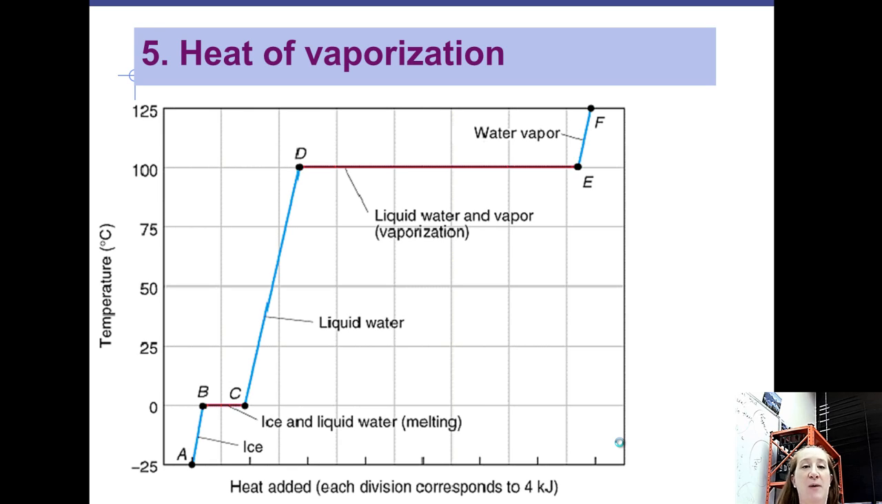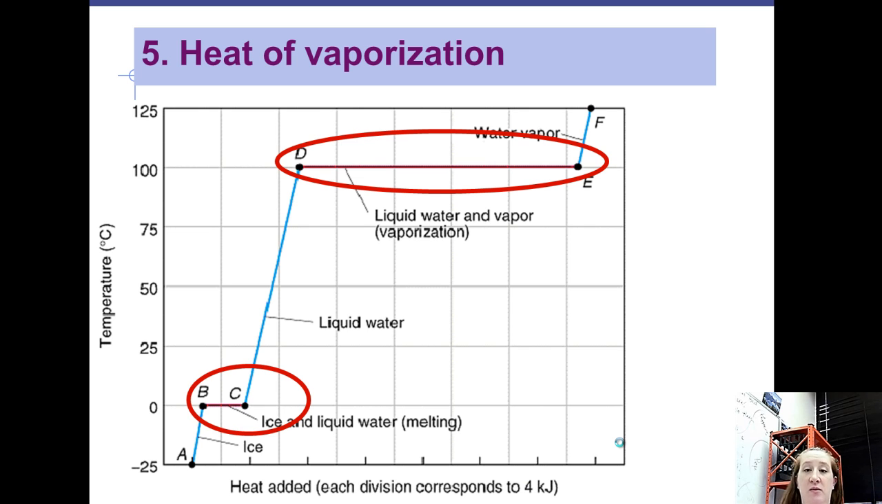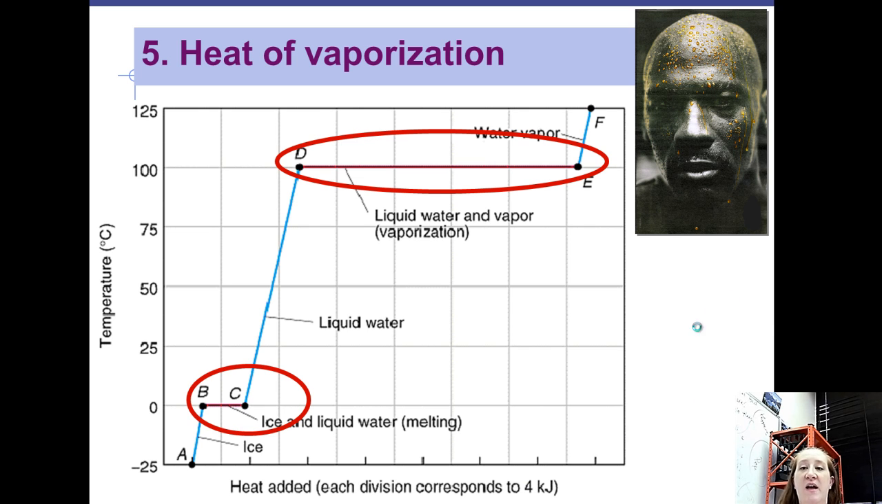All right, the last property of water we want to talk about is the fact that it has a very high heat of vaporization, which means it takes a lot of energy for water to be turned from liquid to vapor. In other words, it takes a lot of energy for water to evaporate. That is really great because it allows us to sweat and we can then have what's called evaporative cooling.